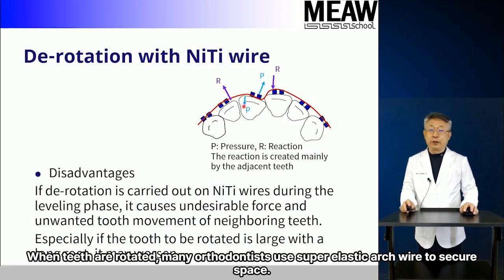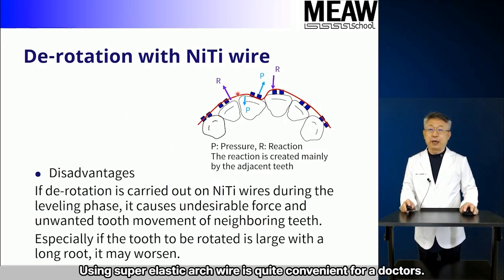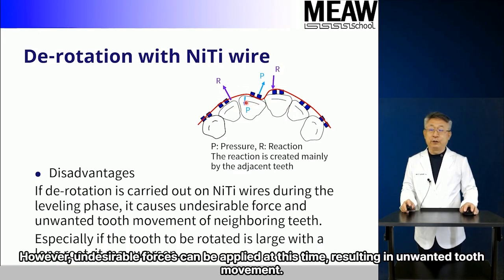When teeth are rotated, many orthodontists use superelastic arch wire to secure space. Using superelastic arch wire is quite convenient for doctors. However, undesirable forces can be applied at this time, resulting in unwanted tooth movement.